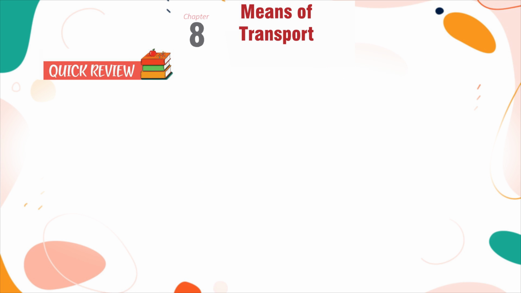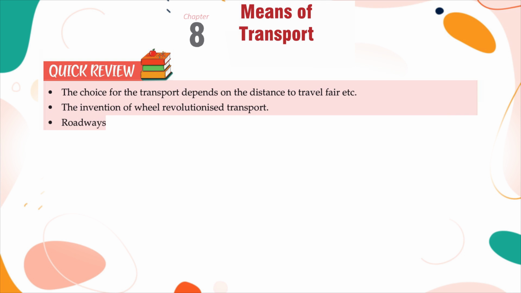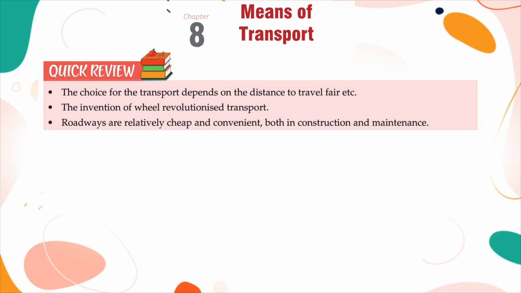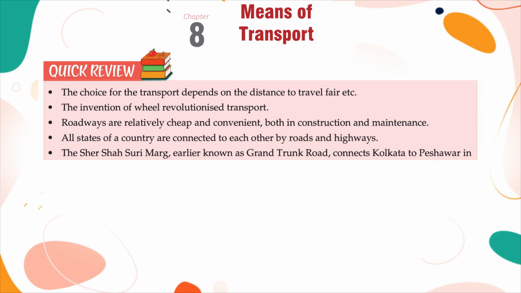Quick review. The choice for the transport depends on the distance to travel, fare, etc. The invention of the wheel revolutionized transport. Roadways are relatively cheap and convenient both in construction and maintenance. All states of a country are connected to each other by roads and highways. The Sher Shah Suri Marg, earlier known as Grand Trunk Road, connects Kolkata to Peshawar in Pakistan.